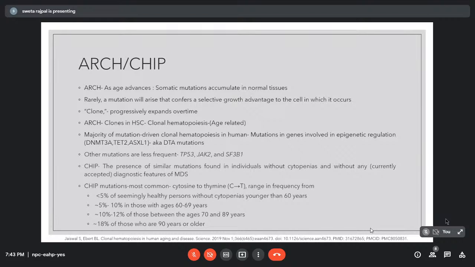ARCH and CHIP can be used interchangeably. As we mentioned, as age advances, the amount of mutation also increases, and patients who are more than 90 years old have around 18% CHIP mutations.